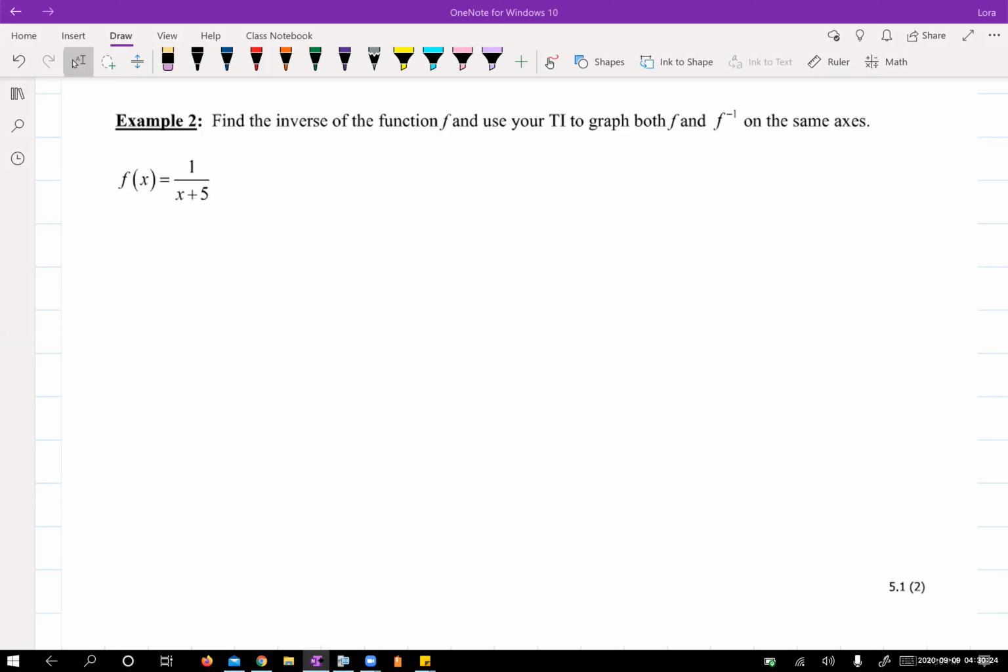Welcome back. Today we're looking at finding the inverse of a function algebraically, and then we're going to graph them on our TIs to see how the original function looks compared to its inverse. So starting off, whenever you want to find the inverse of a function, the first thing we're going to do is replace f of x with y. We'll rewrite everything.